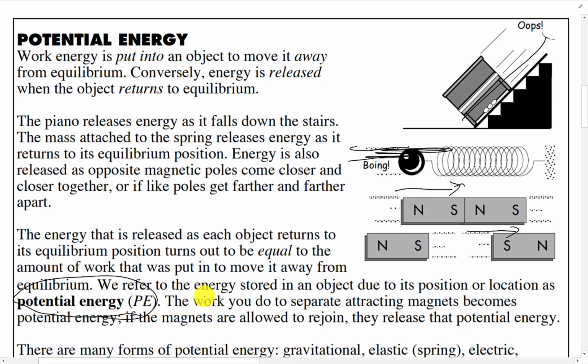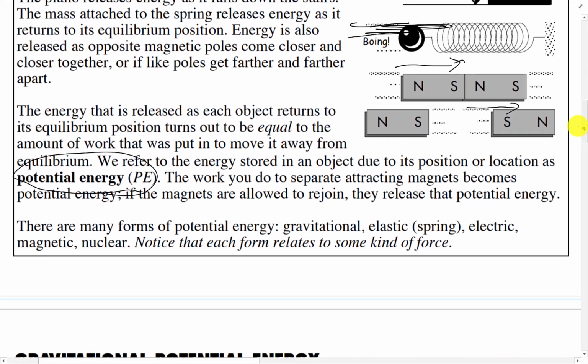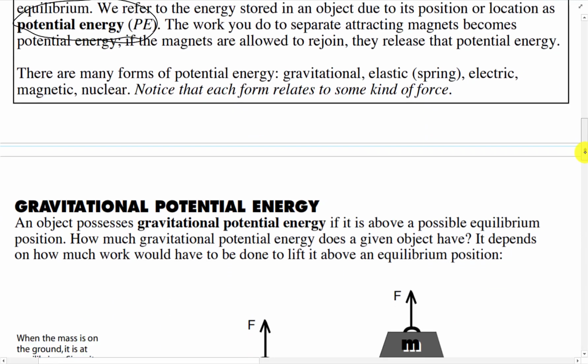Okay, the work you do to separate attracting magnets becomes their potential energy. If the magnets are allowed to rejoin, they release that potential energy. There are many forms of potential energy: gravitational, lifting it up; elastic, stretching a spring; electric potential energy in a battery; magnetic and nuclear. And each of these requires a force.